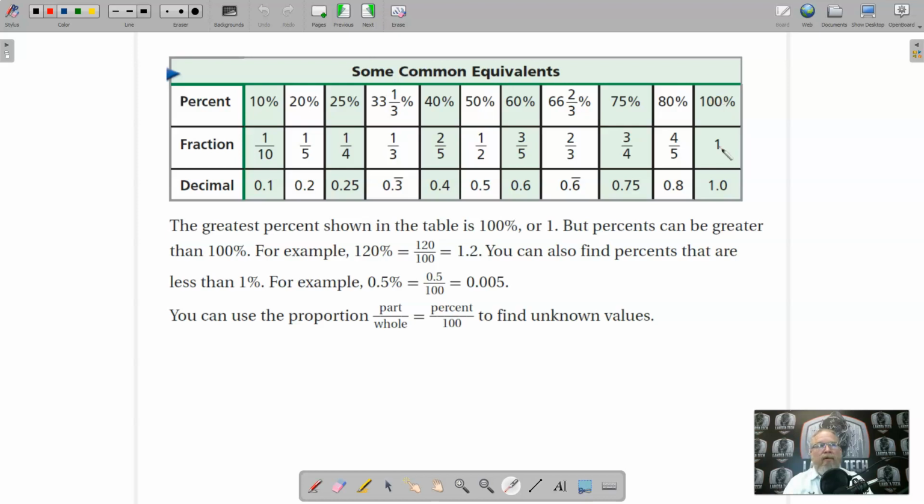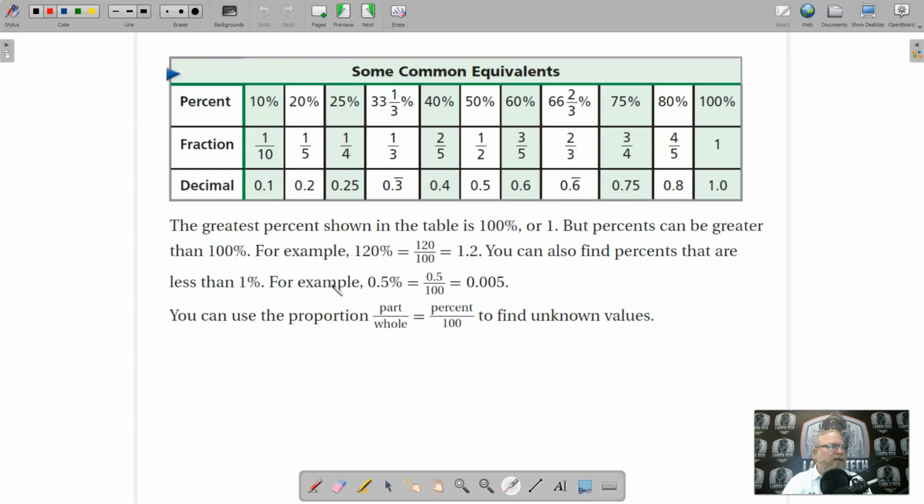Also, 100% is not a fraction, it's just 1, right? And it's written as 1.0. So the greatest percent shown in the table is 100%, or 1, but percents can be greater than 100%. For example, 120% is 120 parts of 100, or 120 over 100. And then if we convert that to a decimal, 120 divided by 100 equals 1.2. You can always find the decimal if you have to. If you don't want to do long division, you could always use a calculator. Just type in 120, hit the divide sign, 100, hit equal, and it's going to give you 1.2.